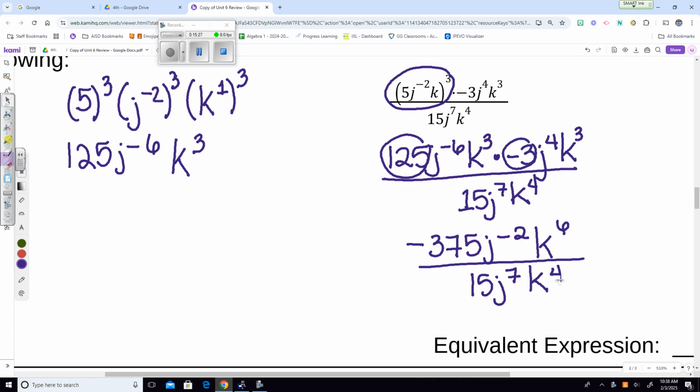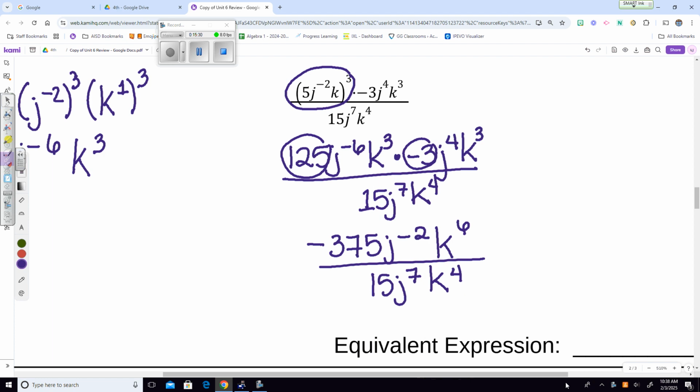Now we're dividing, and when you're dividing, what do you do with those exponents? Subtract. Now the negative 375, you just divided by the 15. What does that give you? Negative 25, okay? And then for the j's, leave it in the order that it's in. The top, which is negative 2, minus the bottom, which is 7. What's negative 2 minus 7? Negative 9. And then k's, 6 minus 4 is 2.